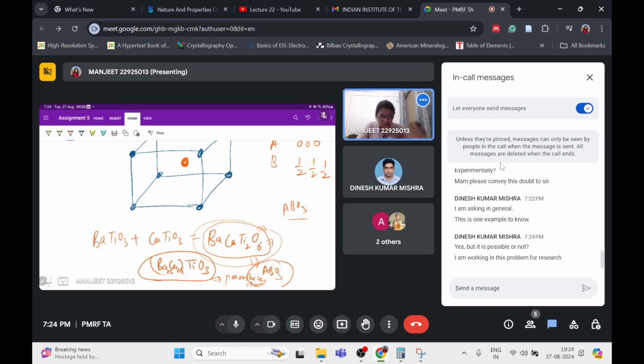Okay, so in the research part, we have to consider only the stoichiometry. Experimentally, if you want to make that compound so that it can easily form, it should be in the form of something like A-dash B2O3.